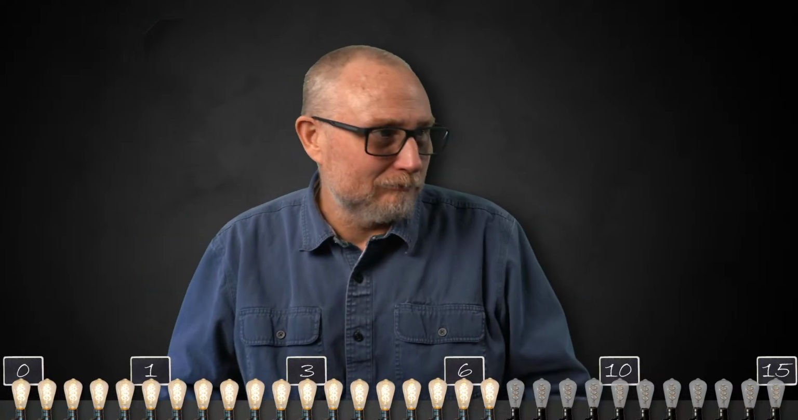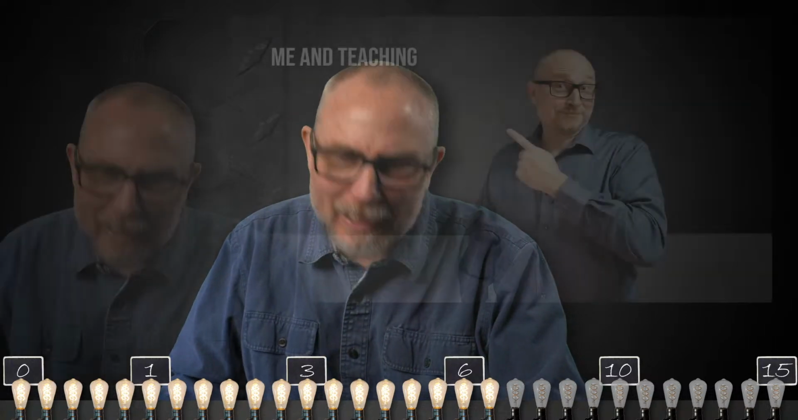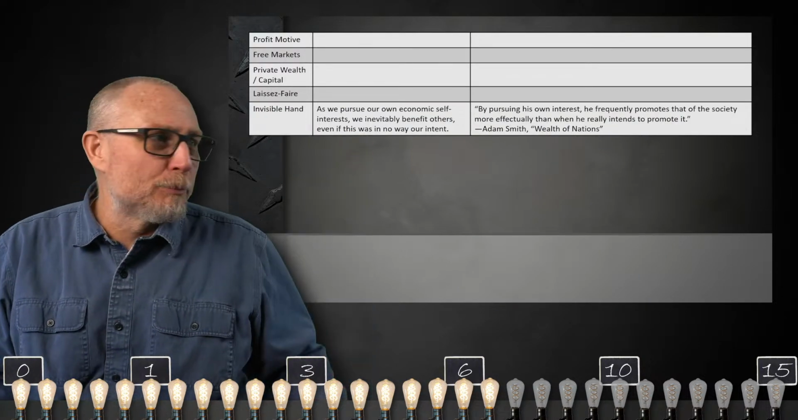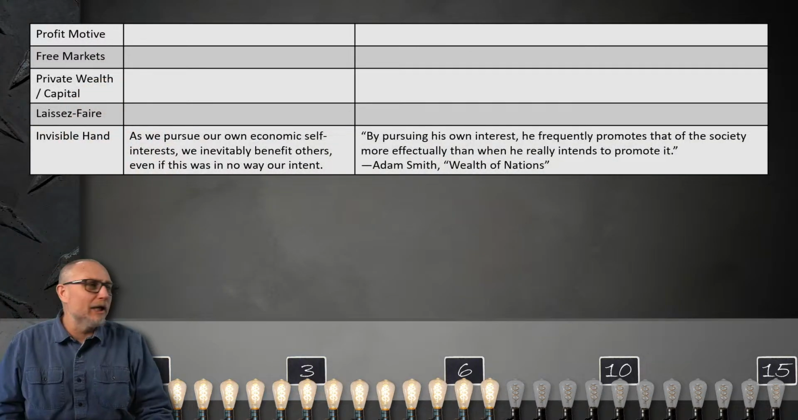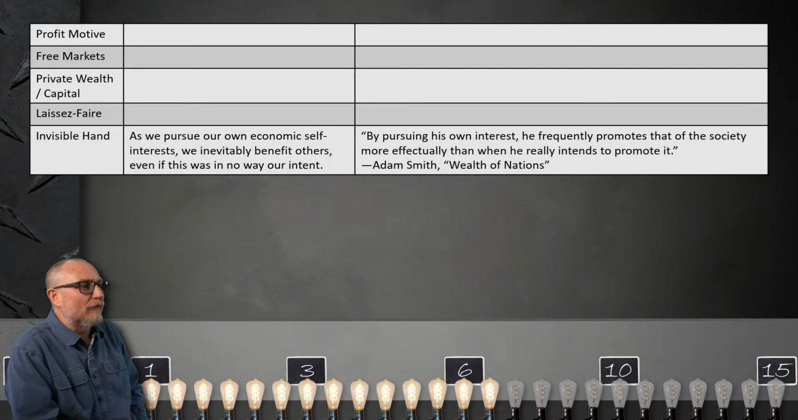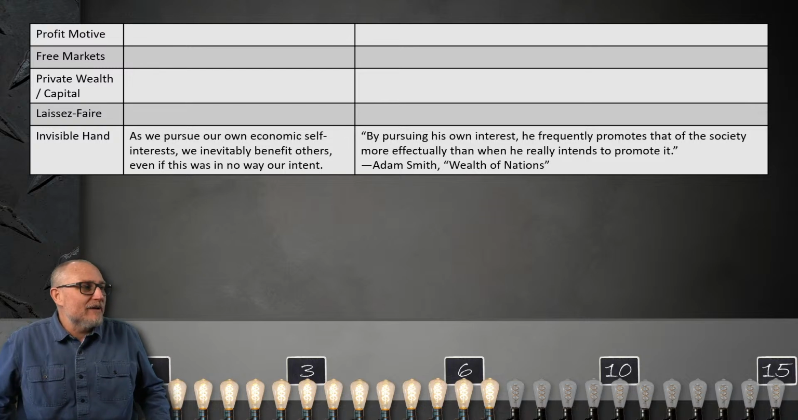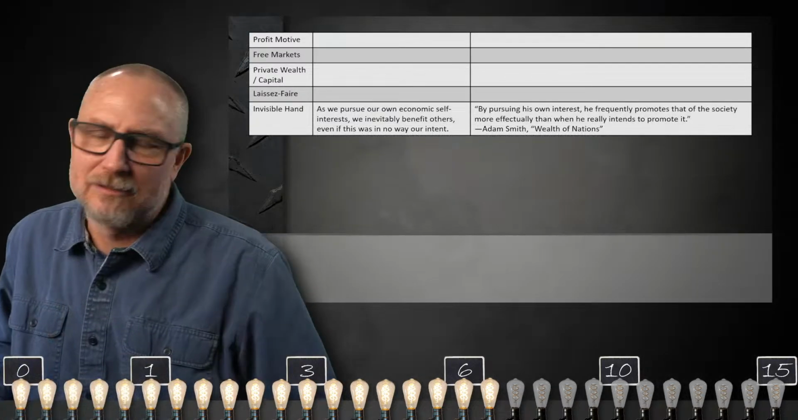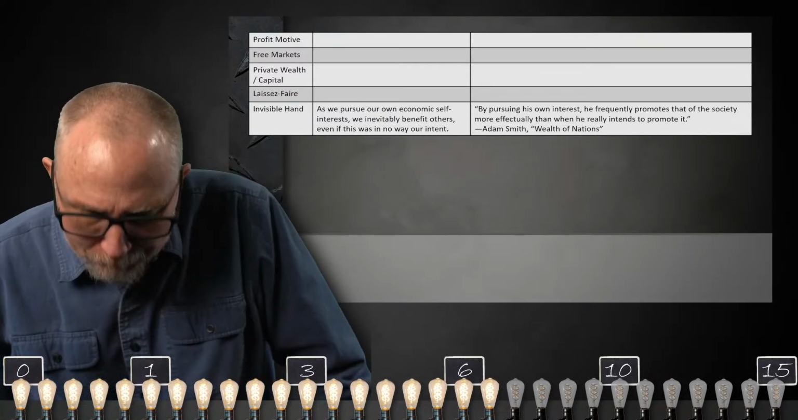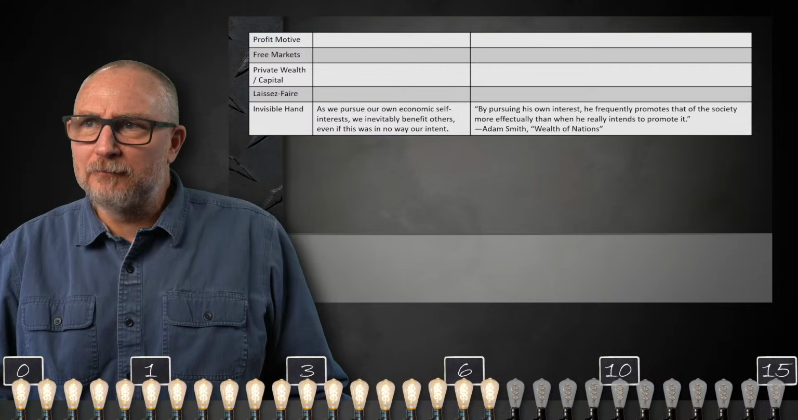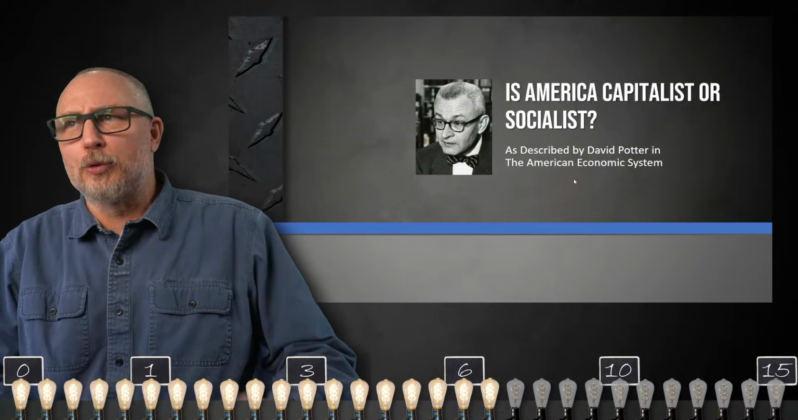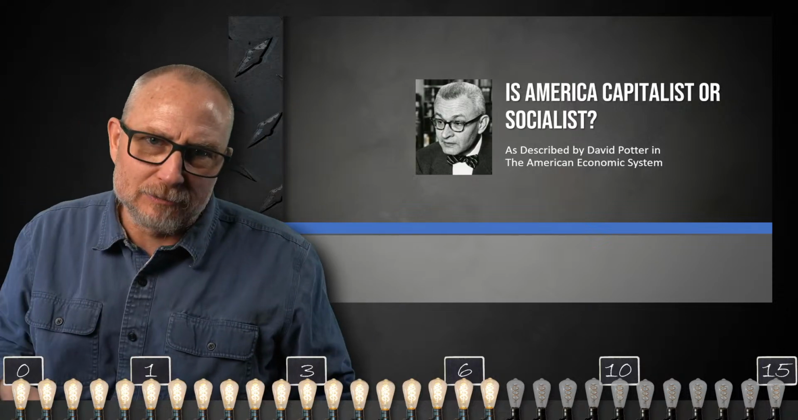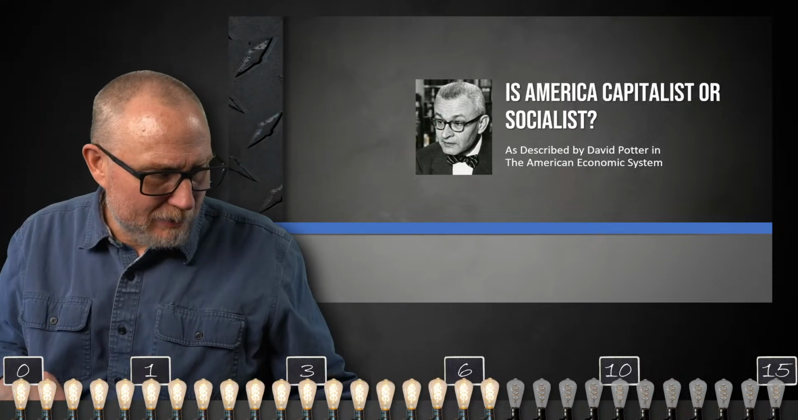So, all right. Where's my buttons? There's my buttons. All right, so now, folks, that is the invisible hand. As we pursue our own economic self-interests, we inevitably benefit others, even if this was in no way our intent. Okay? Now, what we've just done, and we need to go through the second part pretty quick, we've just kind of gone over capitalism, right? All the 5 elements of capitalism there.